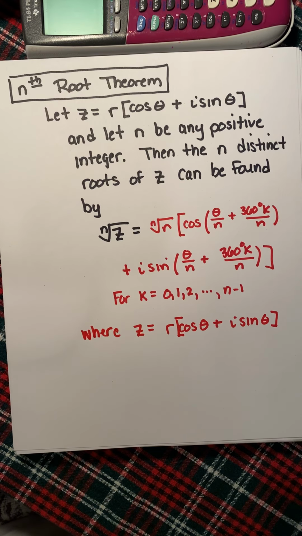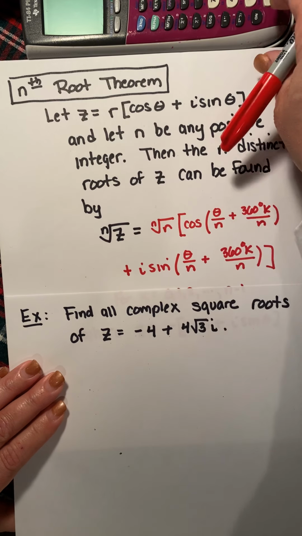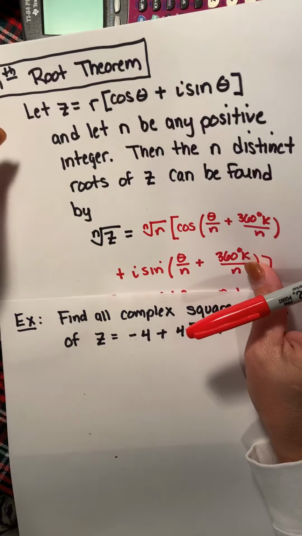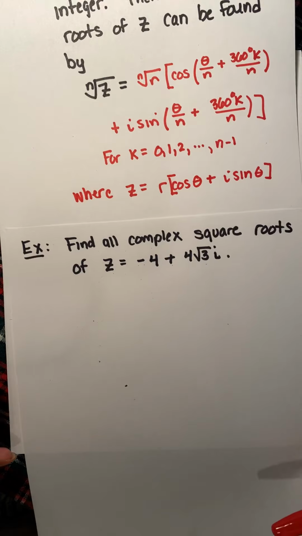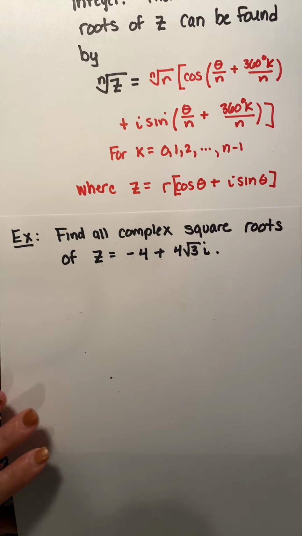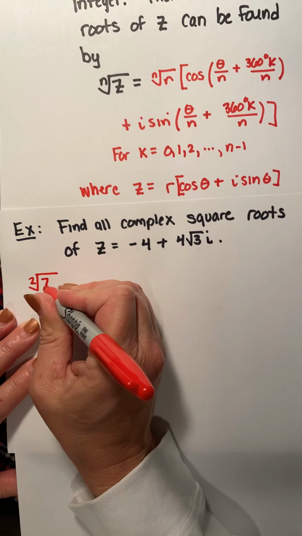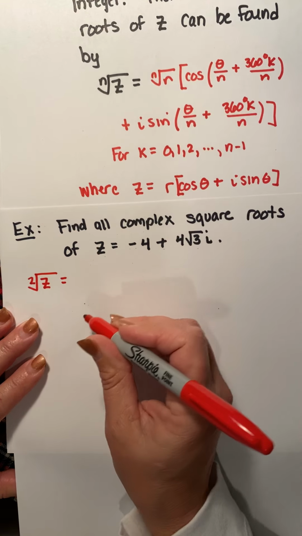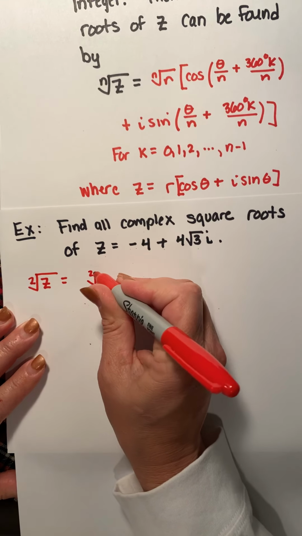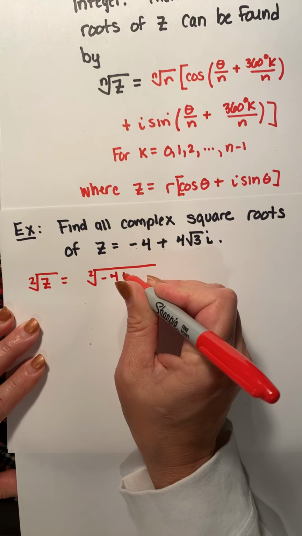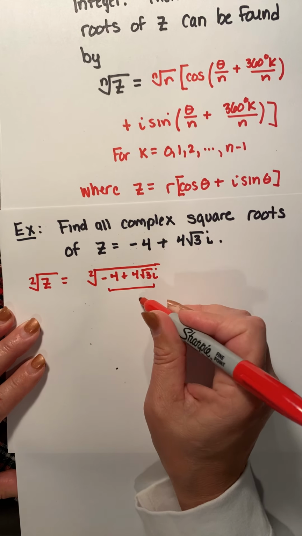All right, so let's start with an easy one, finding the square roots of a complex number. We are looking for the square roots of z, which according to this template, we have to put in its equivalent trigonometric form, -4 plus 4 square root of 3i. Need trig form.